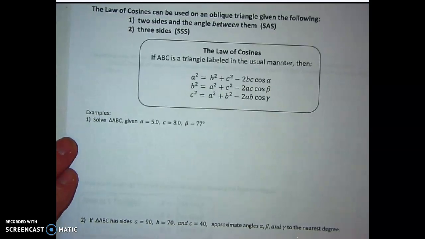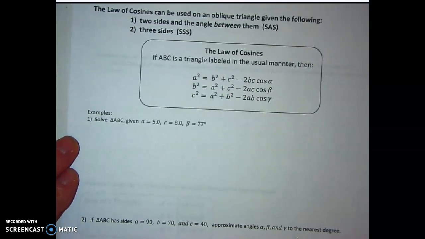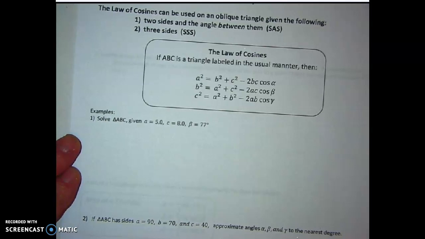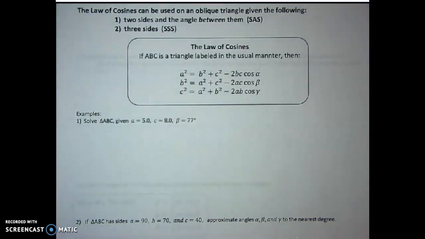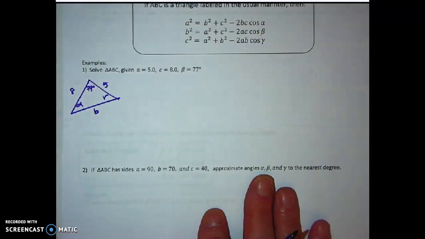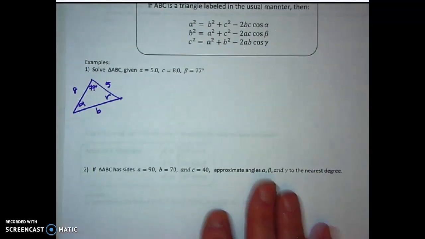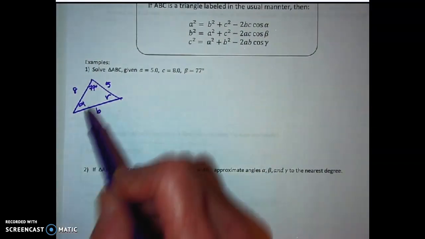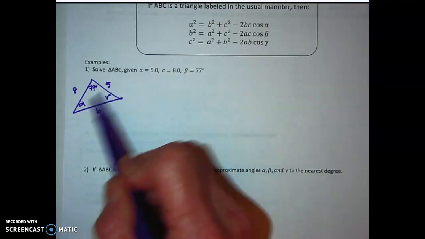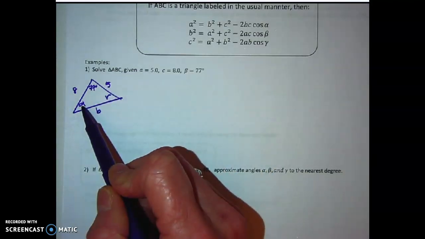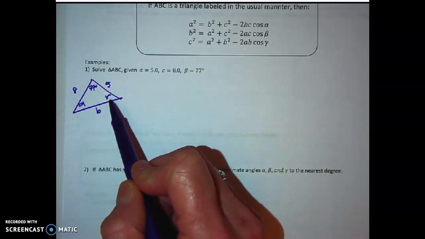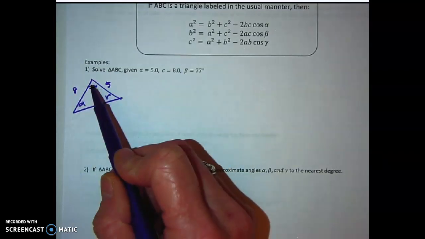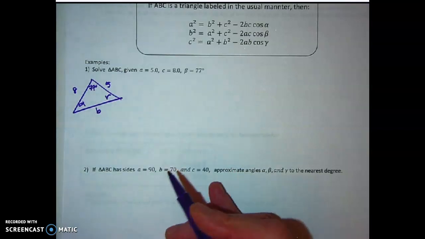So solve triangle ABC, given that a is 5, c is 8, and beta is 77. Please pause the video and draw the triangle that represents this. So here we have our triangle, and it is important that you remember that when I have side a, angle alpha has to go opposite that. When I have side c, angle gamma has to go opposite that. And when I have angle beta, side b has to go opposite that.